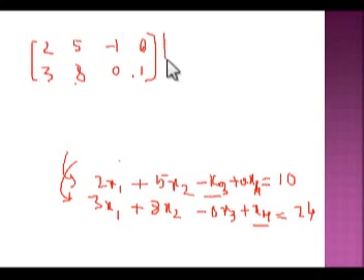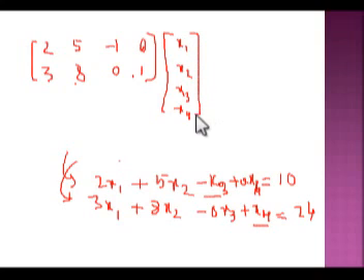The decision variables are written as a column matrix: x1, x2, x3, x4. This will be equal to a column matrix of 2 rows, 10 and 24. Now it is written in matrix notation.